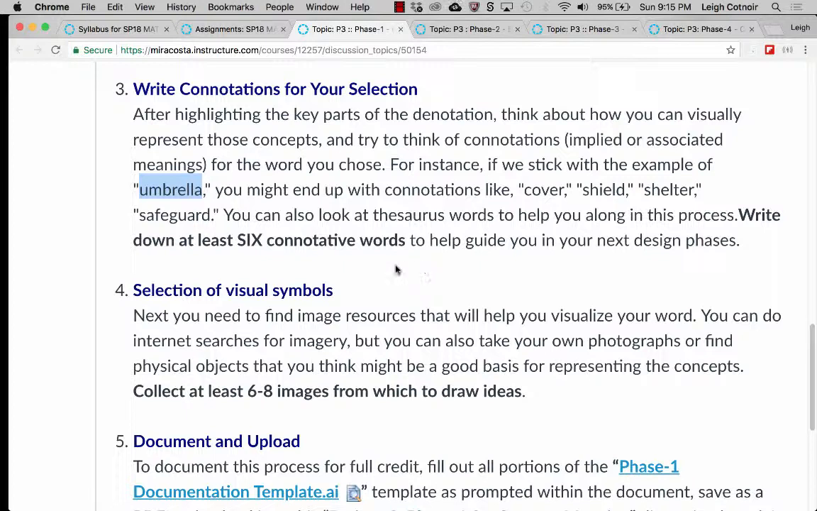So you're going to write down at least 6 of these connotative words to help you as a guide in your design process. Okay.